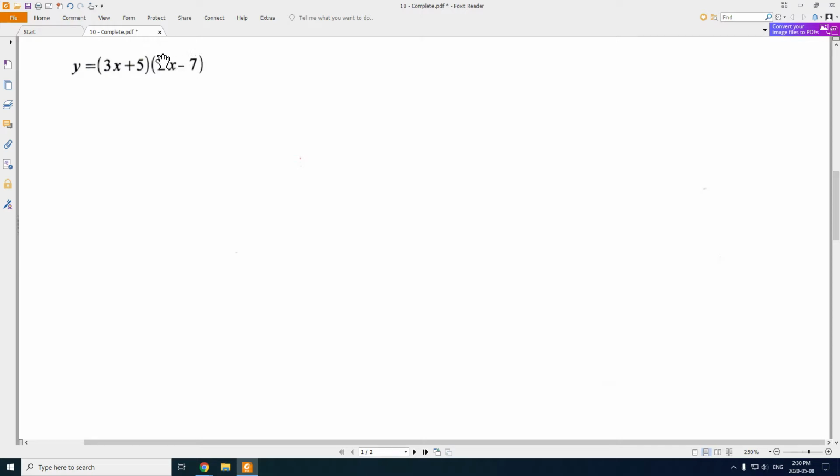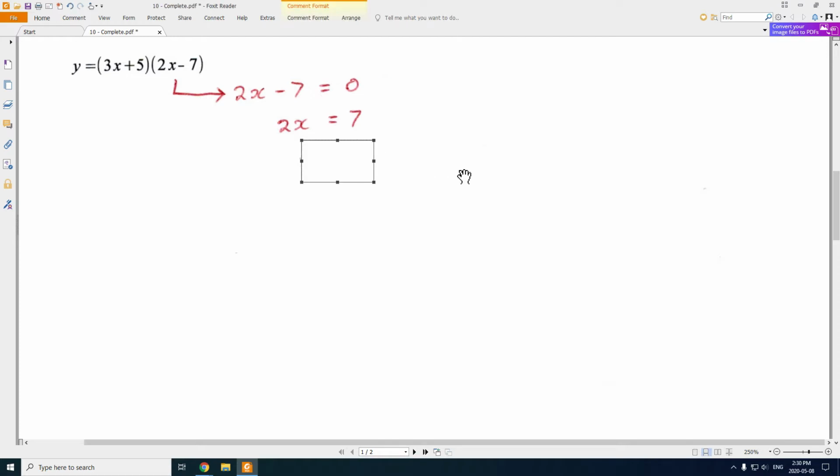Now, what x value makes that bracket 0? It's not easy to guess. So instead, I'm going to take that bracket, set it equal to 0, and rearrange it for x. Plus 7 to move my 7 over. Divide by 2 to move my 2 over. Okay, x equals 7 over 2.